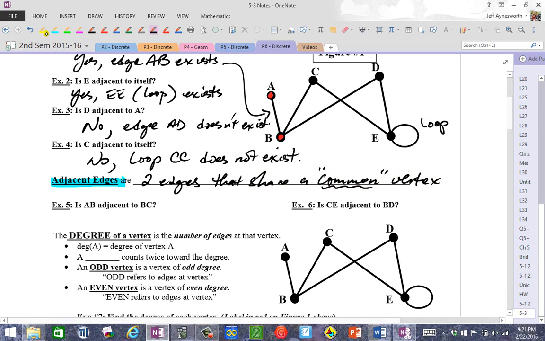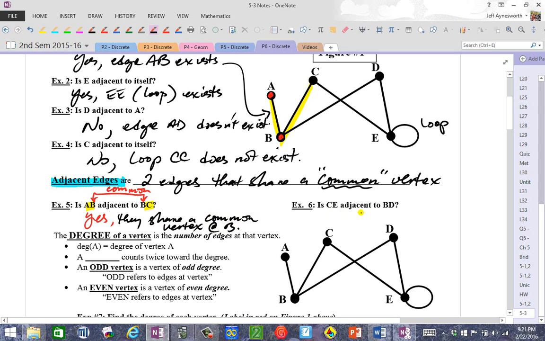Like I just said, I showed you that AB is adjacent to BC. And if you look closely here, they share point B, or vertex B. That's the common vertex here. So I'm going to say yes, they share a common vertex, which is B.